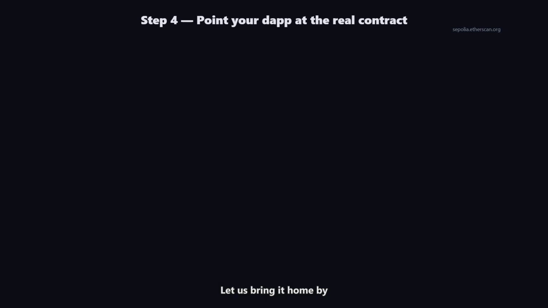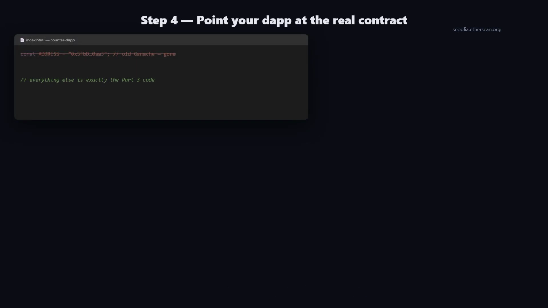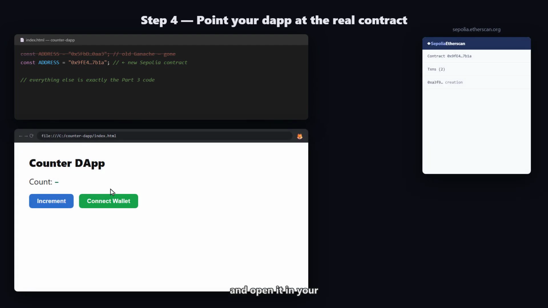Let us bring it home by pointing our dApp at this new contract and running the whole thing on the real network. Open your index.html from part 3, the MetaMask version. Remember that address constant at the very top of the script? Right now, it still points at your old Ganache contract, which does not even exist anymore. So copy your new contract address from Remix or from Etherscan and paste it in, replacing the old one. Save the file and open it in your browser.